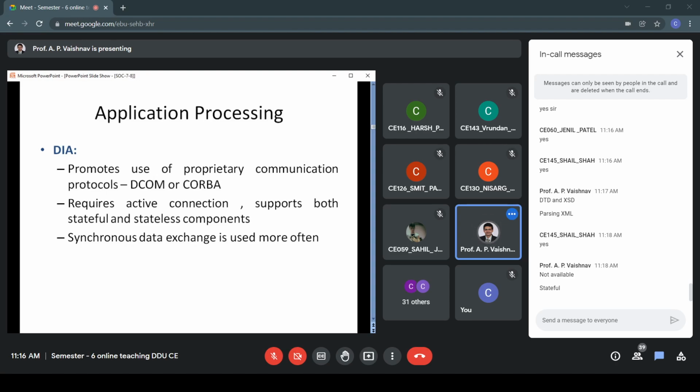Although it supports stateless components also, but mostly the design is stateful, right? I would say 80% of the components will be stateful, right? And we support synchronous data exchange. Fine. While in case of SOA, we use stateless services and they are autonomous, so they are not dependent on each other. Plus, we have asynchronous communication.